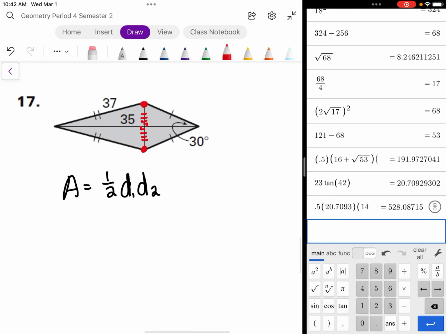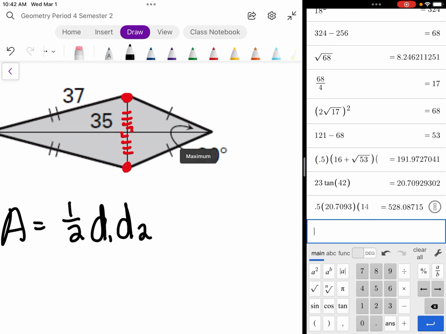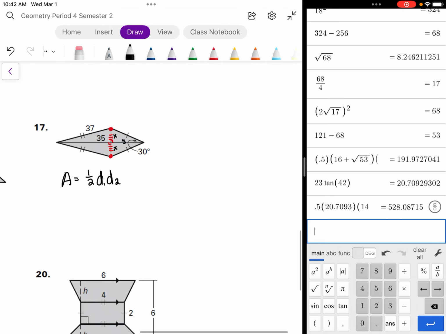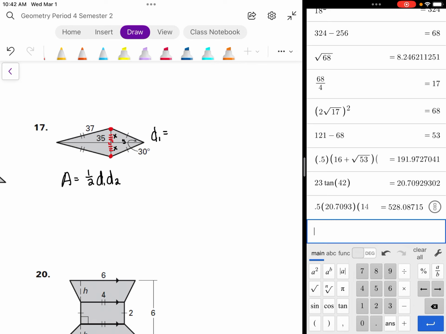So in order to find the length of our diagonals, we are going to label these with some x's and y's to help us solve what they are equal to. So I'm going to make this one x, and that makes this one y. So in order to find diagonal 1, we have to have two x's added together, x plus x, and then diagonal 2 is going to be 35 plus y.